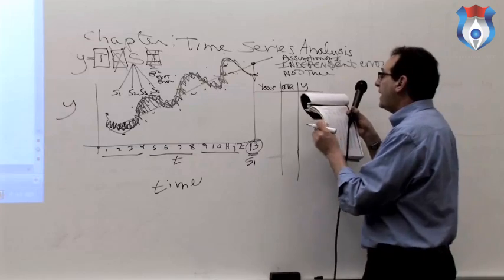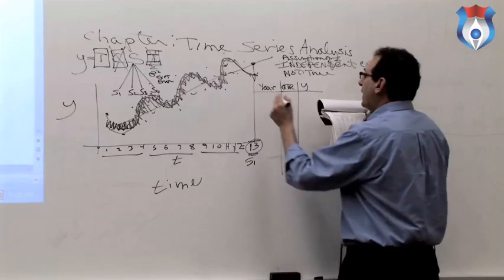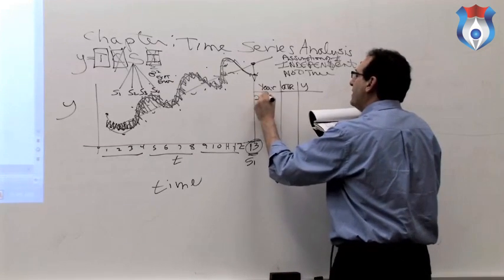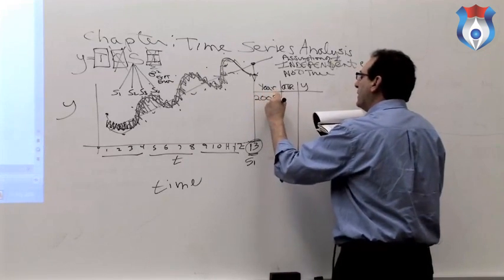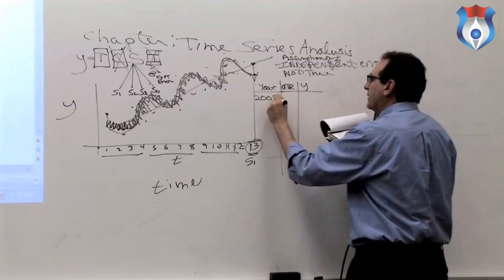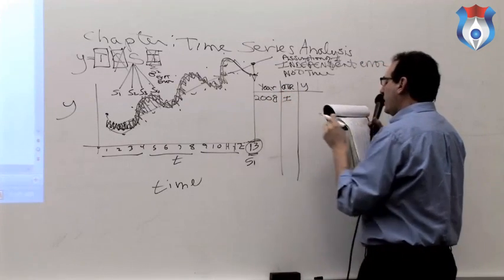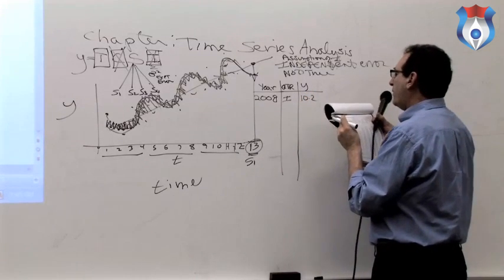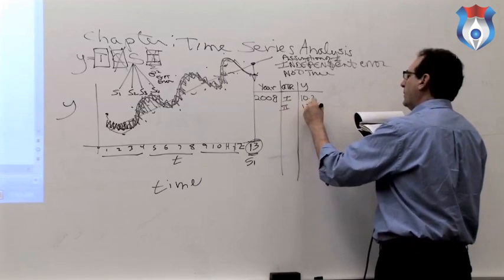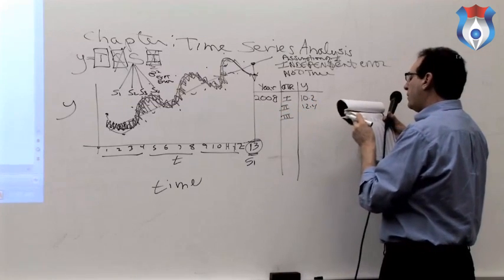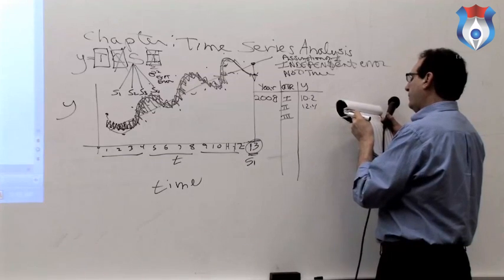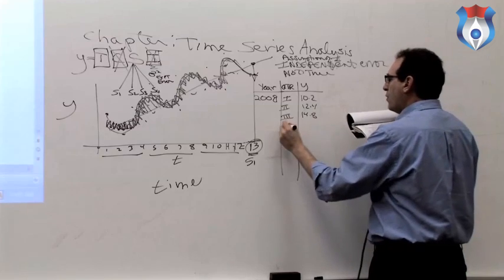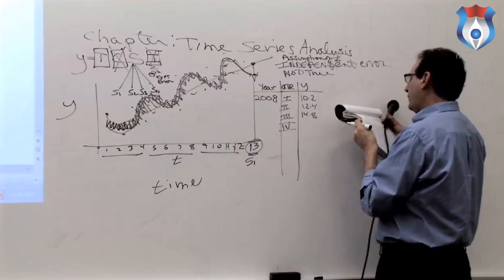Okay, so it says 2008. Actually, I started this in 1998. Oh my God, 1988. Okay, 2008, 2009, better yet, 2008. Quarter one had a value of 10.2. Quarter two had a value of 12.4. Quarter three had a value of 14.8, and quarter four for that year had a value of 15.0.